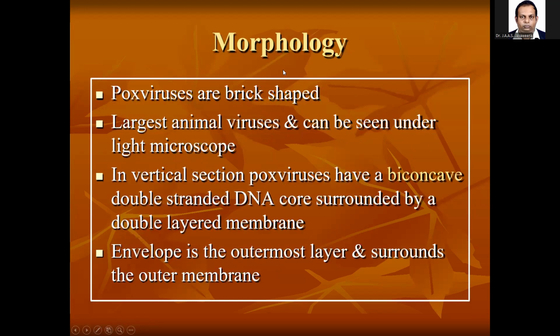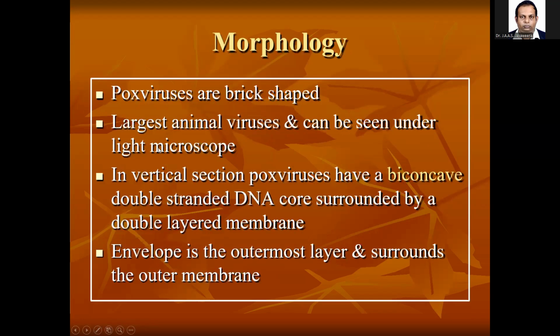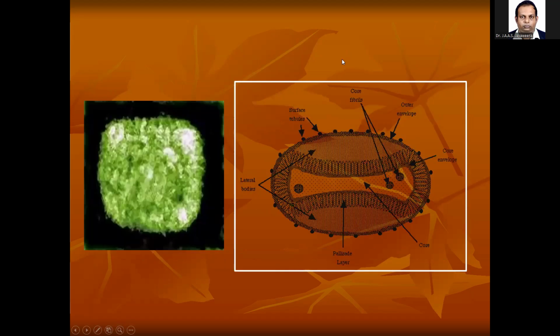About the morphology of this virus, you can see here it is brick shaped. It contains a biconcave double-stranded DNA core surrounded by a double layer membrane. The envelope is the outermost layer that surrounds the outer membrane. You recall it's a DNA virus and also an enveloped virus. So you can see it's a brick shape, and this is the biconcave DNA arrangement.